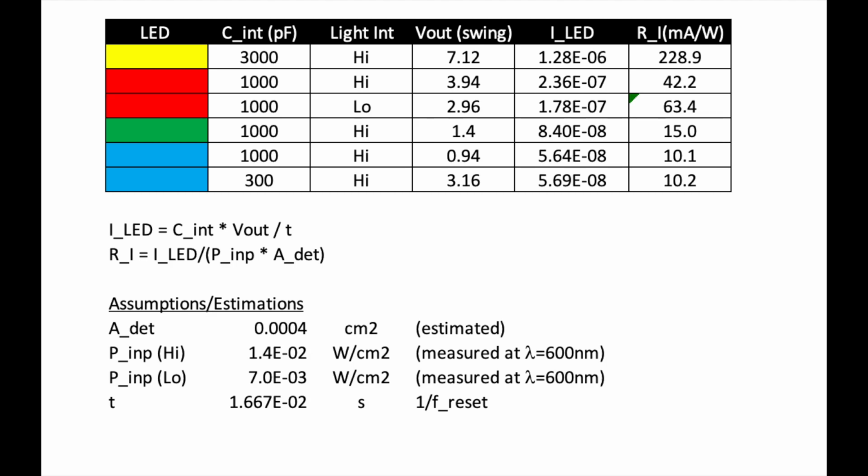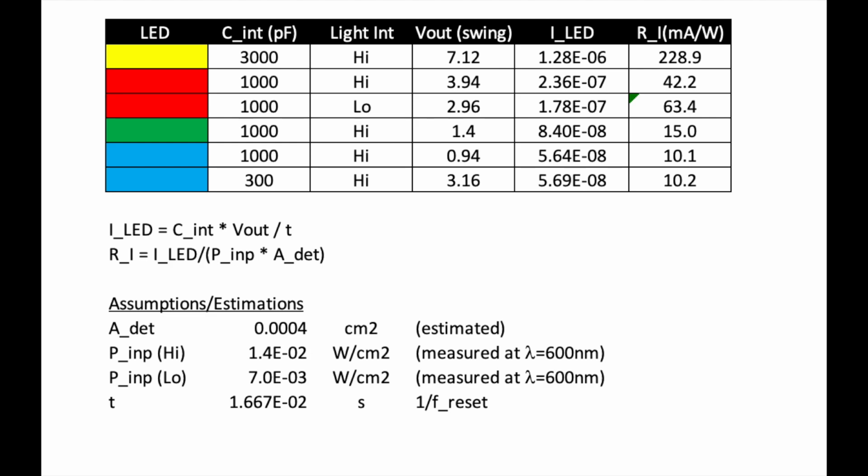I assumed it was around 0.2 millimeter by 0.2 millimeter, based on the dimensions I was able to see using a lens or something like that. So that was 0.004 centimeter square. The input power from the light source in the high intensity position was around 14 milliwatt per centimeter square, measured at 600 nanometer, and the low intensity power was 7 milliwatt per centimeter square, again at the same wavelength. The integration time was 1 over the reset frequency, which was 60 hertz, so it came out to be 16.67 milliseconds.